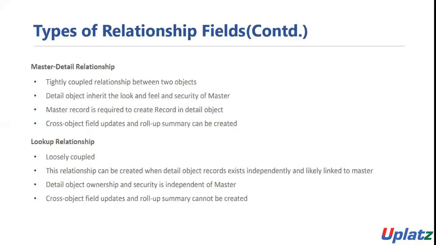Lookup relationships are loosely coupled. This relationship can be created when detail object record exists independently and is only likely linked to master. Detail object ownership and security is independent of master. Cross object field updates and roll-up summary cannot be created. This is an important thing to be noted. If we need to create roll-up summary field, the relationship between those two objects must be master detail. The same cannot be created if the relationship between two objects is lookup.